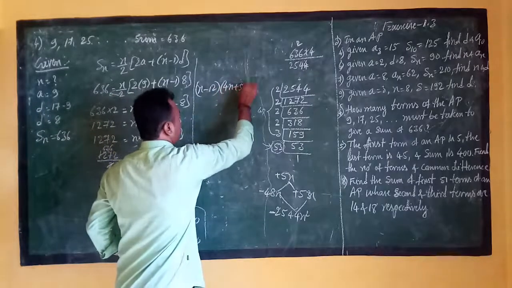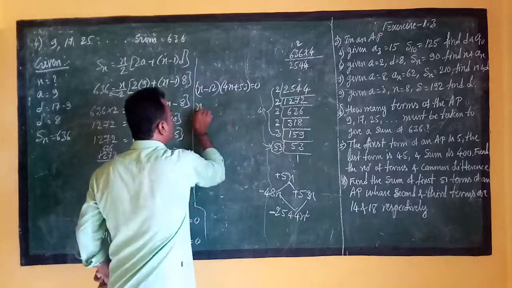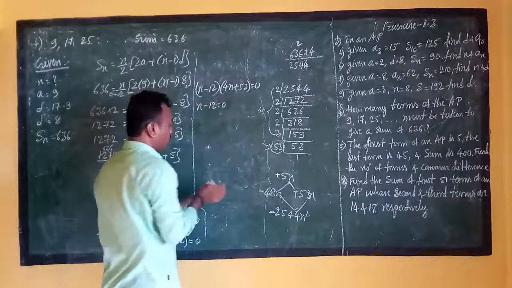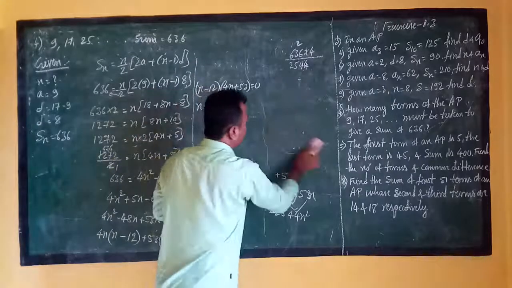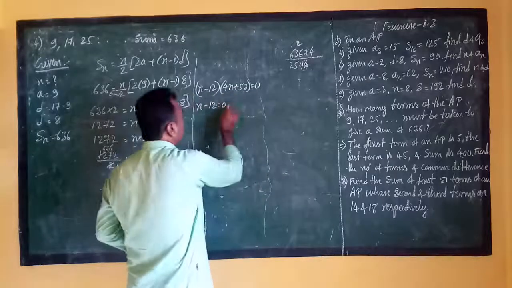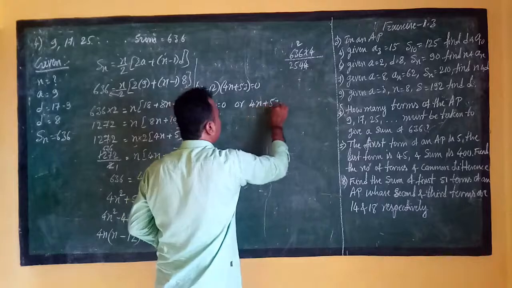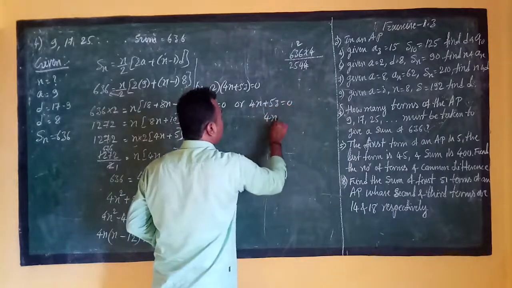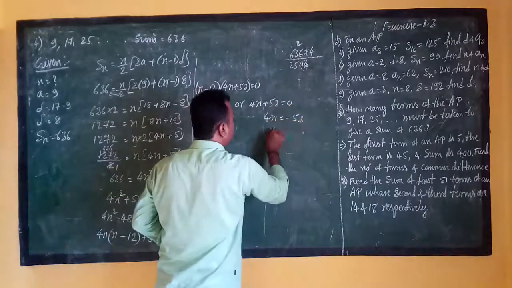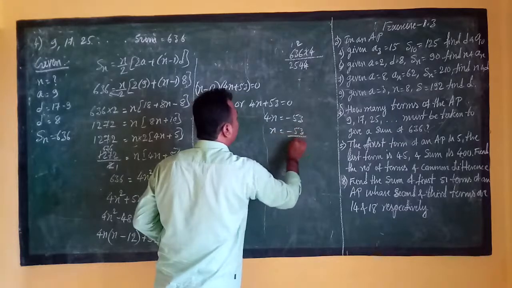4n plus 53 is equal to 0. So n minus 12 is equal to 0 or 4n plus 53 is equal to 0. So 4n is equal to minus 53. So n is equal to minus 53 divided by 4.